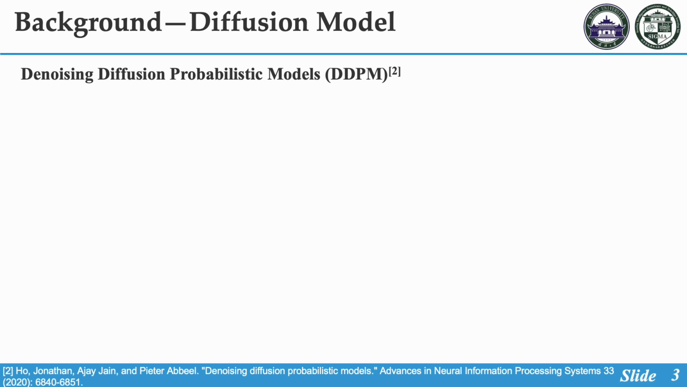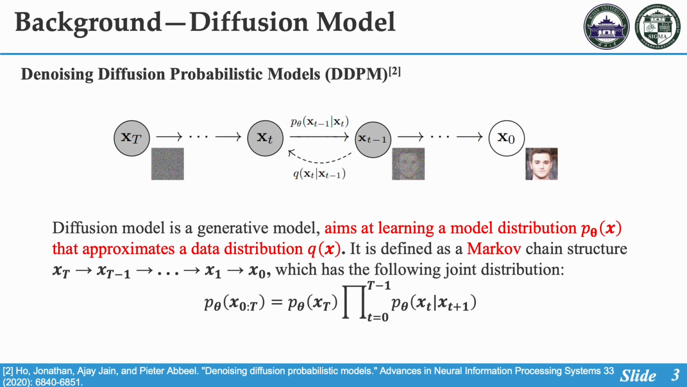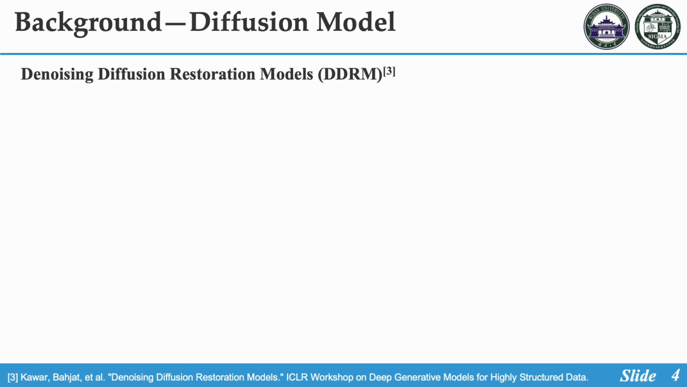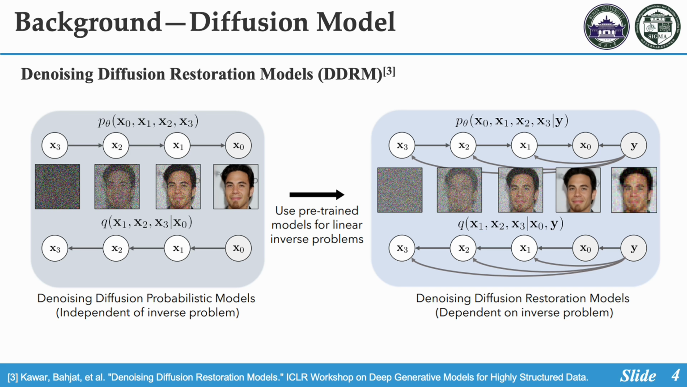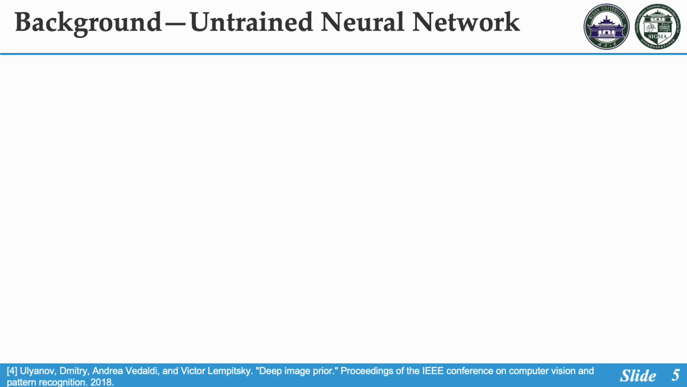First, we introduce the famous work DDPM. DDPM is a generative model that aims at learning a model distribution to approximate a data distribution. It is defined as a Markov chain structure that has the joint distribution shown in the PPT. Based on DDPM, an image restoration framework DDRM is proposed. It uses a Markov chain structure conditioned on the degraded image.